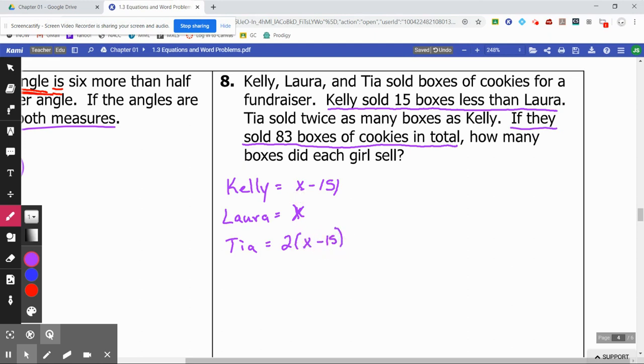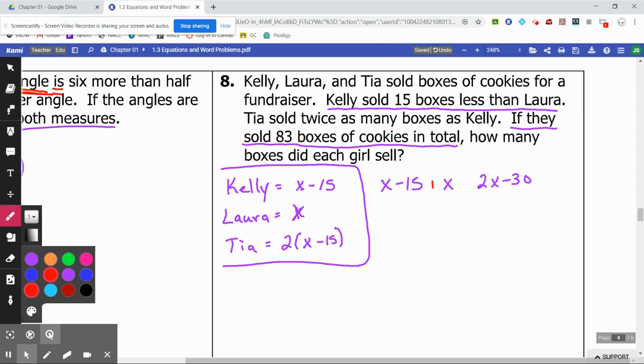And you can distribute there if you would like to. So there's the definition of our variables. Now they sold 83 in total. So that means you can take Kelly's amount, Laura's amount, and Tia's amount, and I'm going to go ahead and distribute that. If you add them all together, you're going to get that they sold in total 83 boxes.